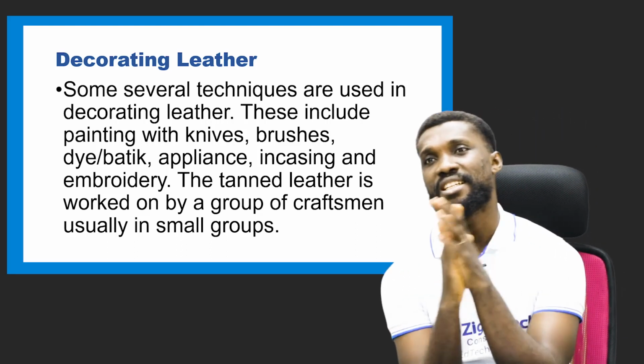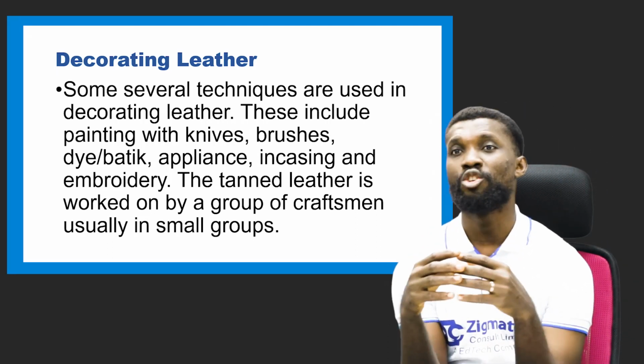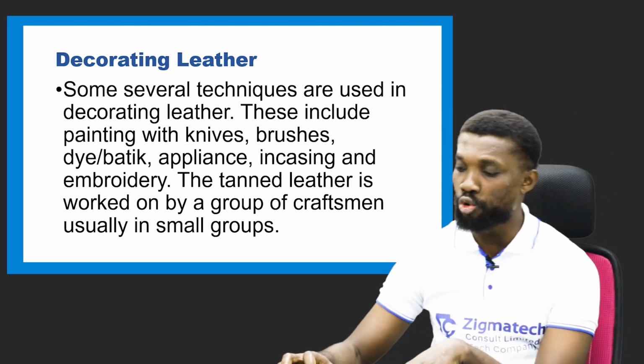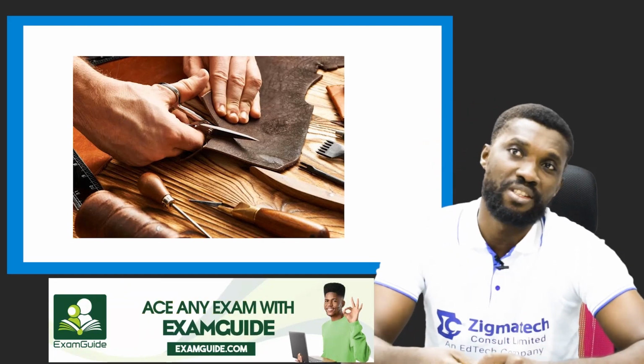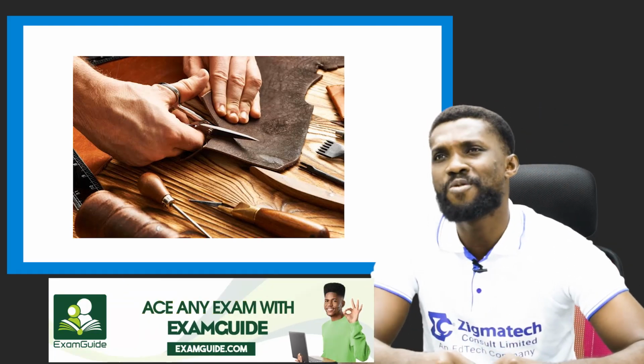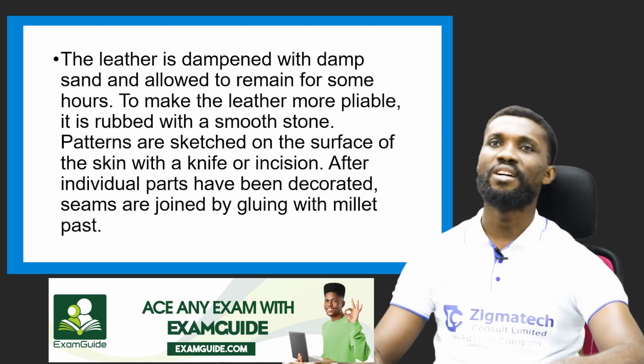Now, the tanned leather is worked on by a group of craftsmen, usually in small groups. This is a leather that has been tanned, and now it is being worked on to produce something. It could be a shoe, it could be a bag, it could be anything that they are trying to get out of the leather.